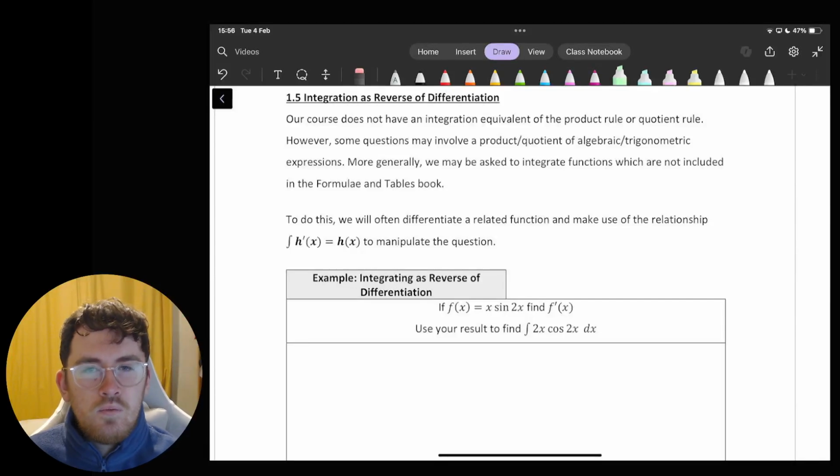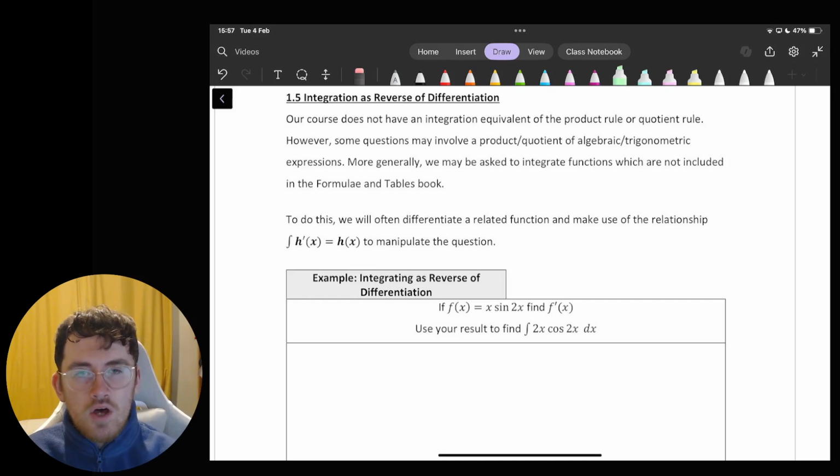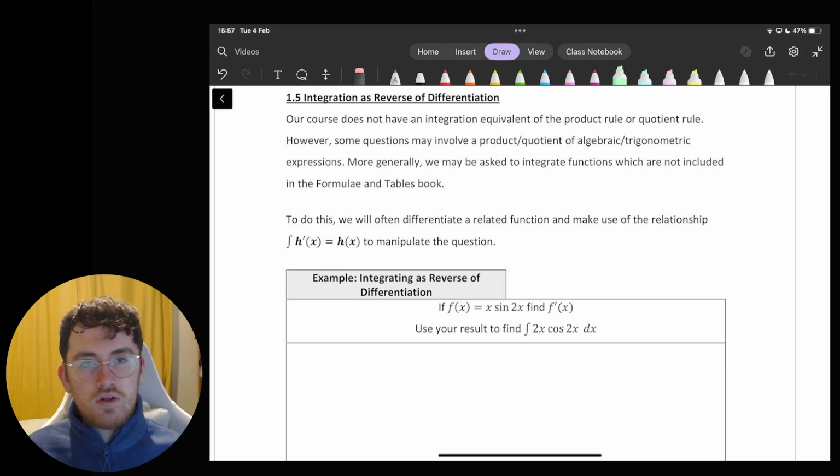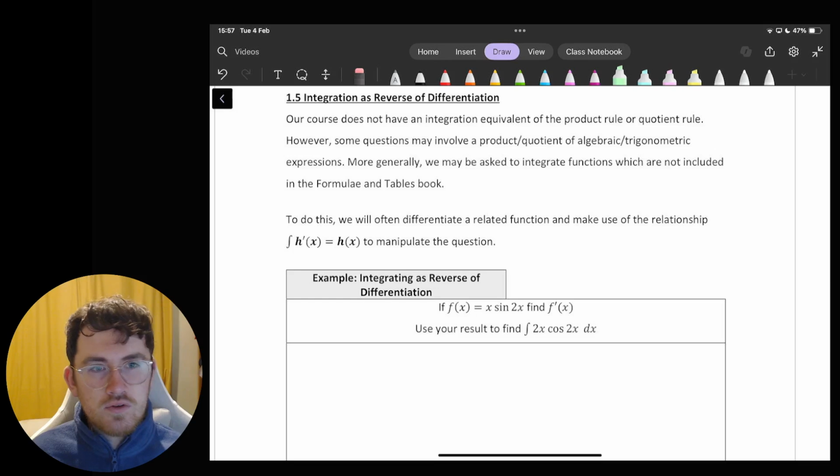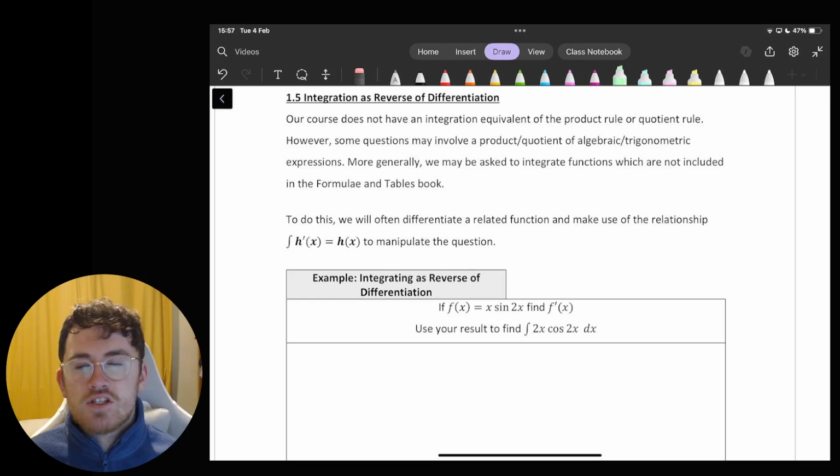Okay, so one of the other little things to consider in terms of setting up the basics for integration is really diving into that idea of integration as the reverse of differentiation. That's how we've introduced it in the first place, and how we've defined integration from the get-go. But looking a bit more in depth, we don't have a rule for product or we don't have a rule for quotient, but some questions may require us to do these sort of calculations.